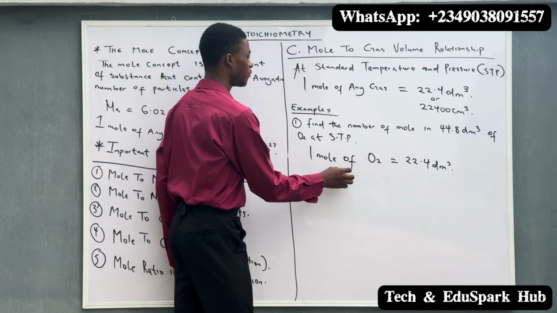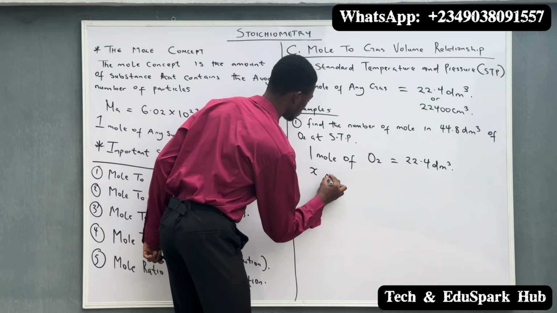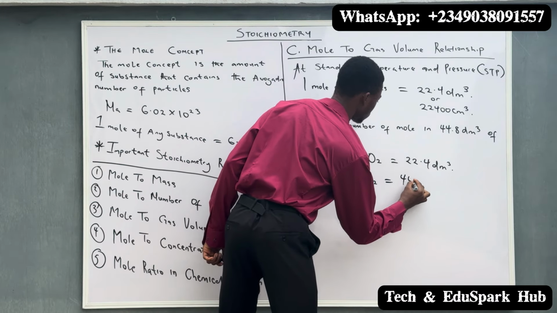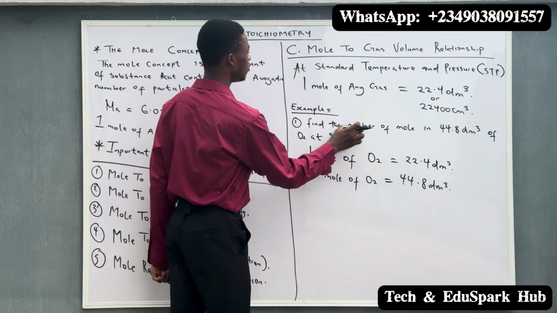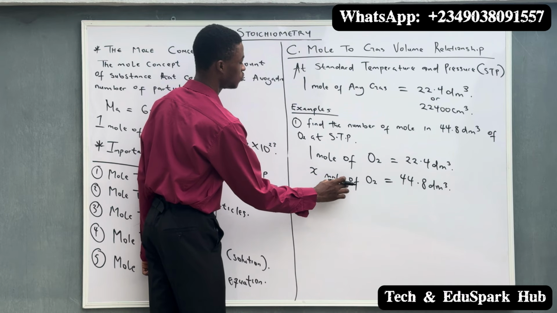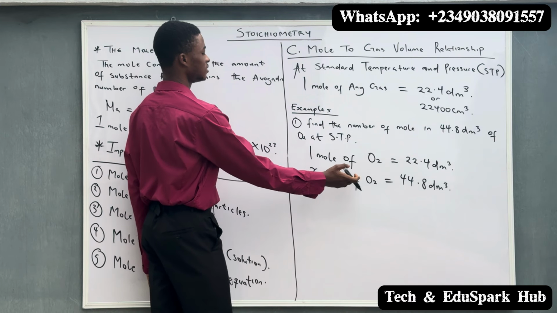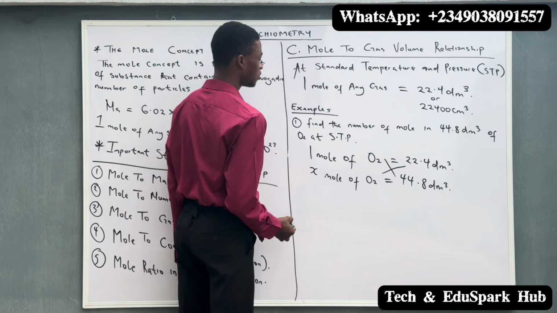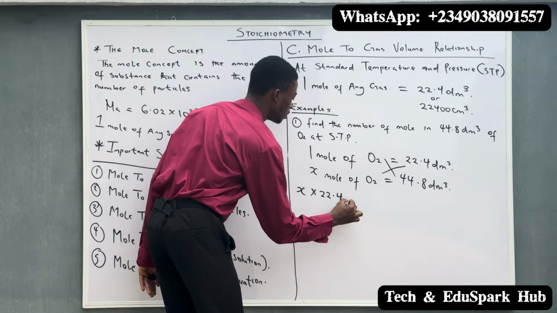So now that we know that 1 mole of O2 is equal to 22.4 dm cube, we can now say that x mole of O2 is equal to what? 44.8 dm cube. Because why? The question is asking us to find the number of mole in 44.8 dm cube. So we don't know the number of mole, and that is why we put x mole here. So we can say x mole of O2 is equal to 44.8 dm cube because we don't know the mole that is equal to 44.8 dm cube. So the next thing to do is just to cross multiply. So when you cross multiply, you have x multiplied by 22.4 to be equal to what?